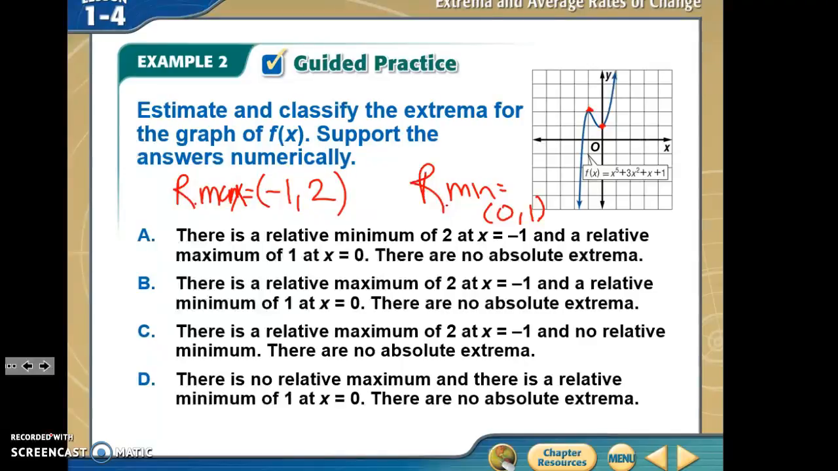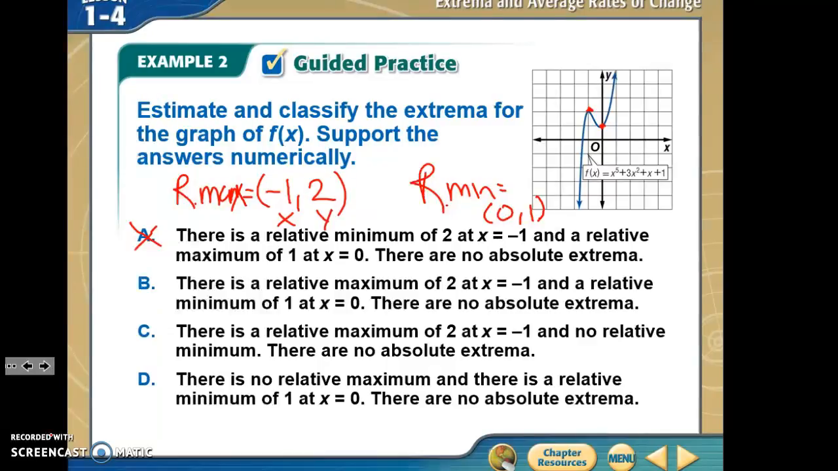That means that -1 goes in the x spot, and then the 2 goes in the y spot. Yep. Okay, now I know everything. All right, so this doesn't match the coordinates that we have, right? So this one's saying that we have a relative max of 2 at x equals -1. Well, that matches what we have. And a relative minimum of 1 at x equals 0. That matches what we have.